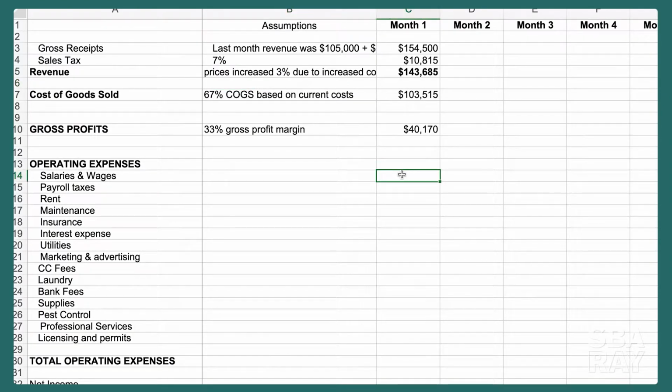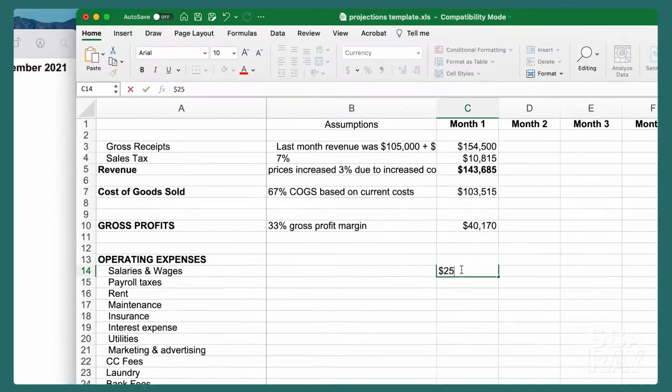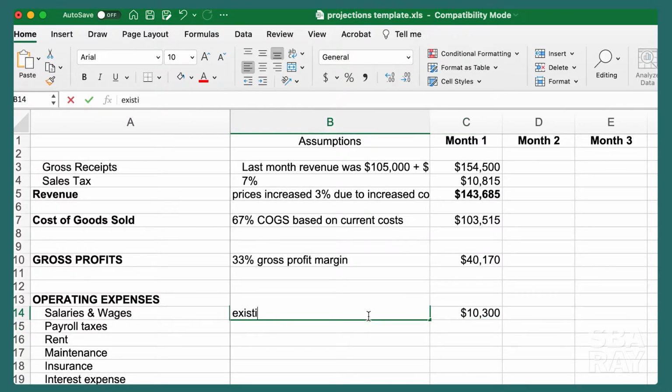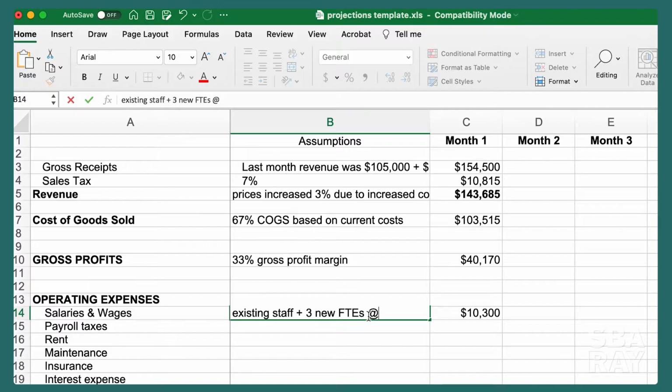Again, just kind of going off the P&L. The first one is salary and wages. Last year was about $30,000, which is $2,500 a month. And I'm going to have to hire 3 full-time employees for this expansion at $15 an hour. So there's my assumption, and that's another $7,800 a month on top of the existing $2,500 a month. So I'm going to add that into my assumptions.